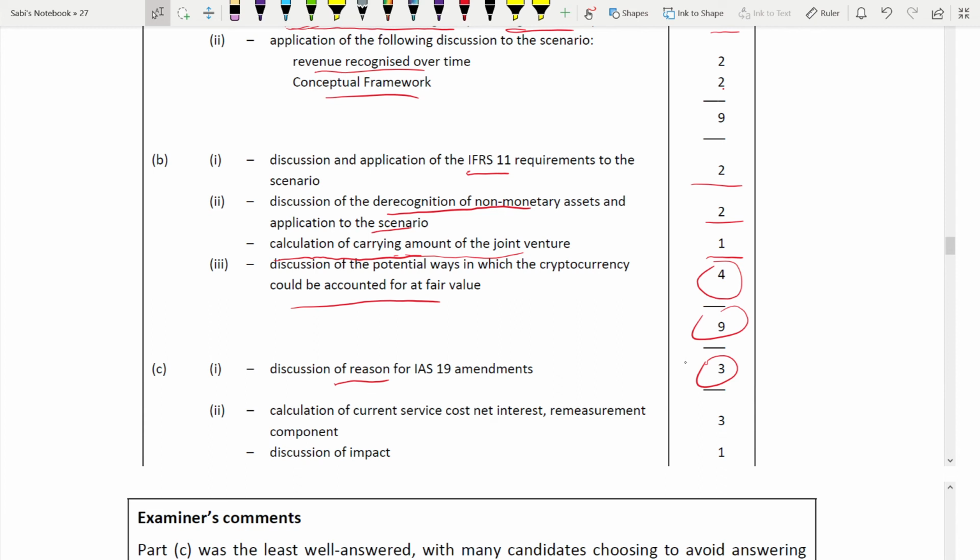calculation of the current service cost, net interest, remeasurement component is 3, and discussion of that impact, that it increased or decreased, the net impact is 1 mark only. For calculation 3 marks: calculation of the current service cost and net interest, and remeasurement. Okay, all three, and discussion that you have to increase it or decrease it like this.